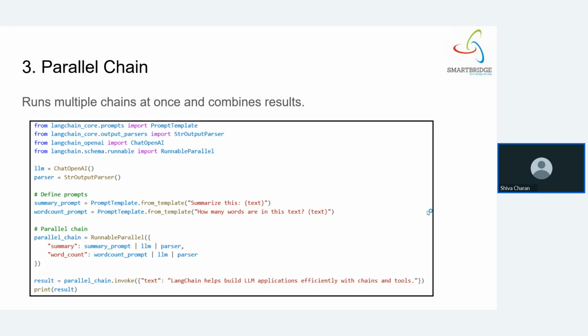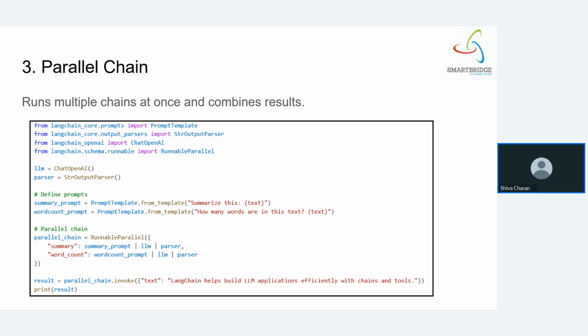So now, initialize the LLM, create a parser, and the output we need in a string format. So we are assigning the parser and defining the prompts. After defining the prompt, what do we need to do? We need to create the chain. So how are we defining the prompt? As a simple prompt template, we are creating two different prompts, a summary prompt and a word count prompt. And we are creating the chain for those two defined prompts.